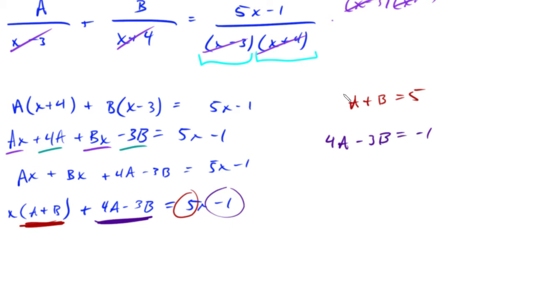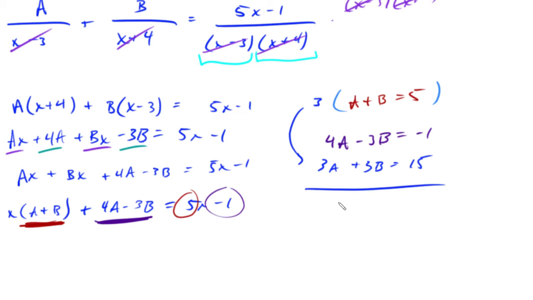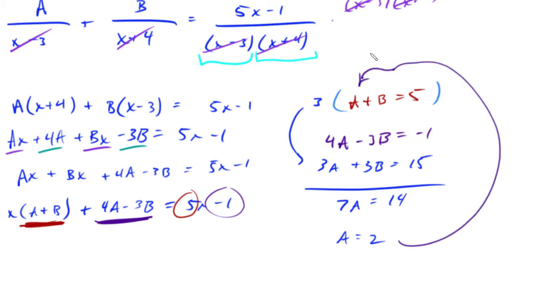I'm going to multiply this by 3, and I will get 3a plus 3b equals 15. And so 7a is equal to 14, and so a equals 2. Now that I know a, I'm going to take that and plug it back in right up here. And I'm going to get 2 plus b equals 5, and so b is equal to 3.